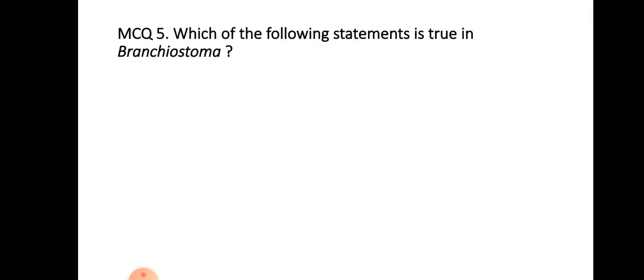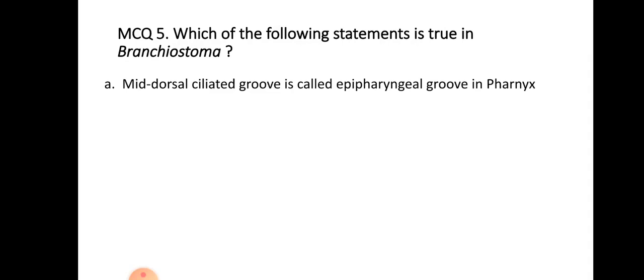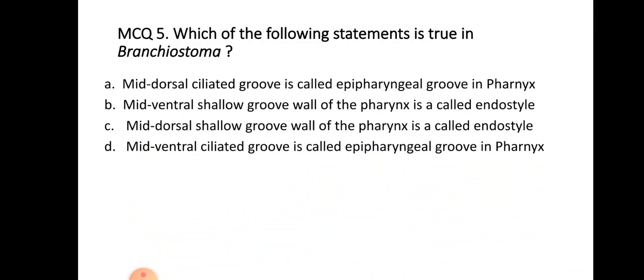Question 5. Which of the following statements is true in Branchiostoma? Listen to the statements carefully. Mid-dorsal ciliated groove is called epipharyngeal groove in pharynx. Mid-ventral shallow groove of the pharynx is called endostyle. Mid-dorsal shallow groove wall of the pharynx is called endostyle. Mid-ventral ciliated groove is called epipharyngeal groove in pharynx. So guess which statement is true. You should understand these terms by their names.